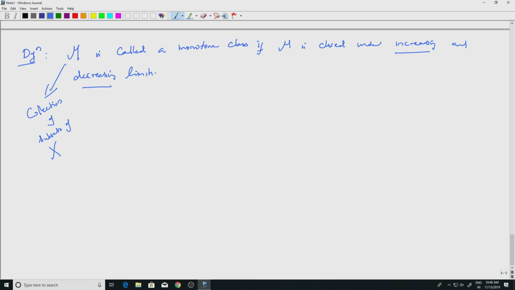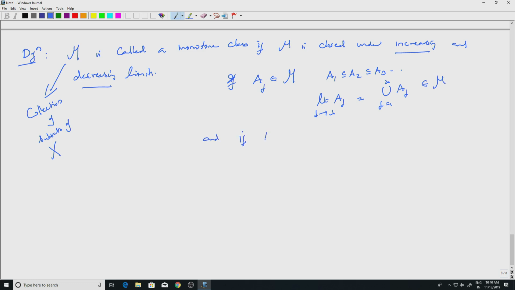We have seen this. So if Aj belong to M, A1 contained in A2, contained in A3 and so on, then the limit of Aj, right. So what is the limit of Aj, as j going to infinity? This is the union of Aj, right. That's the limit, and that should be in M.